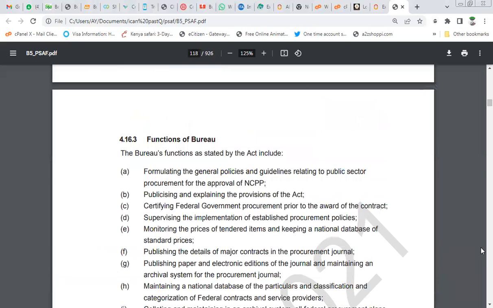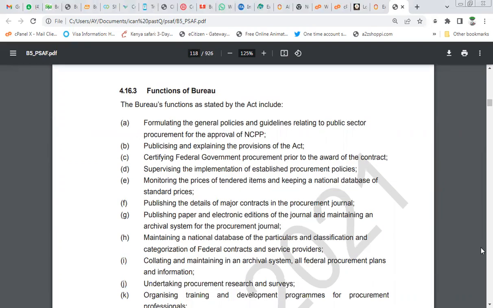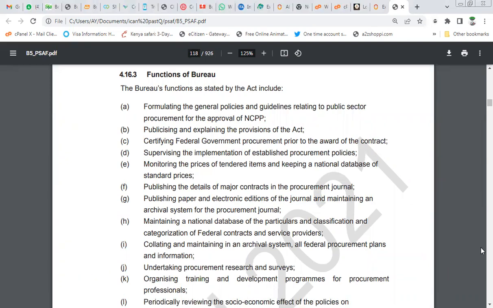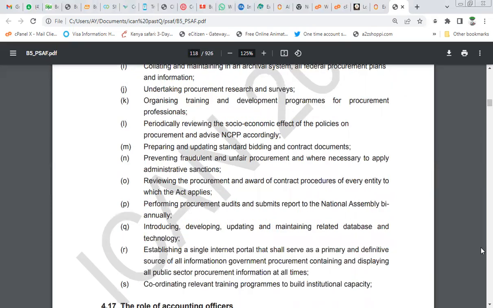So, functions of the Bureau. The Bureau functions, as stated by the Act, include, I'll just read a few. Formulating the general policy and guidelines relating to public sector procurement for the approval of the NCPP. Let me go to F. Publishing the details of major contracts in the procurement journal. Let me go to J. Undertaking procurement research and survey. Let me go to O. Reviewing the procurement and award of contract procedures of every entity to which the Act applies. So, let me go to S. Coordinating relevant training programs to build institutional capacity.